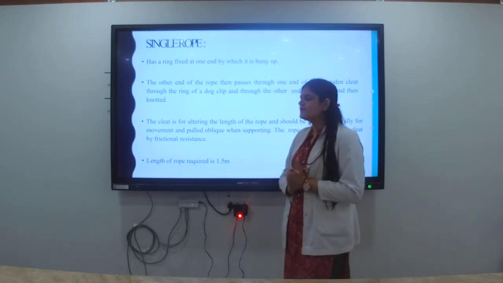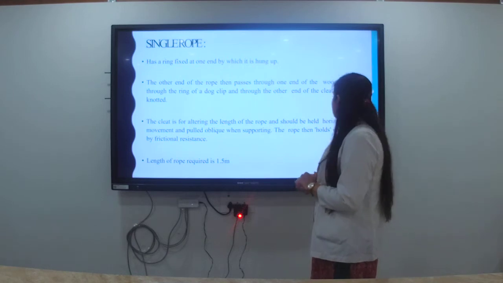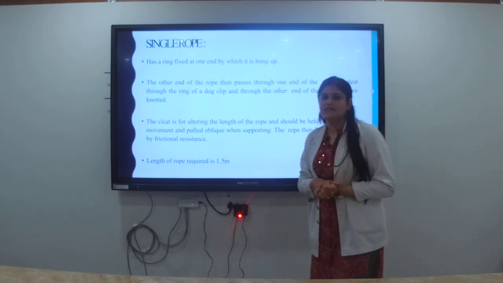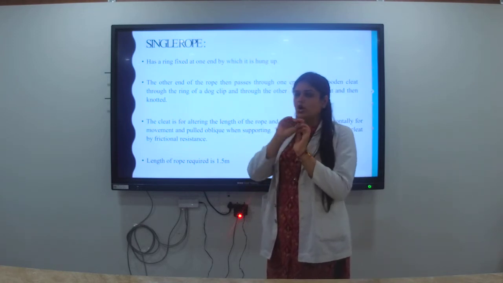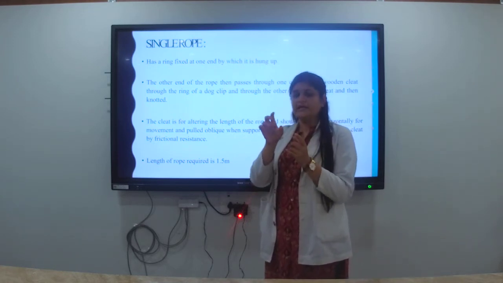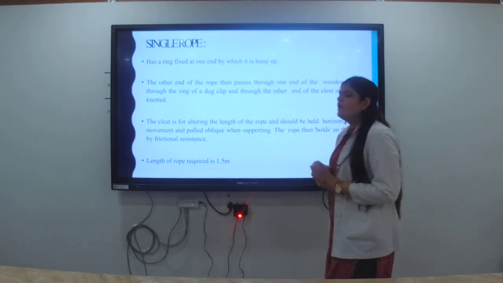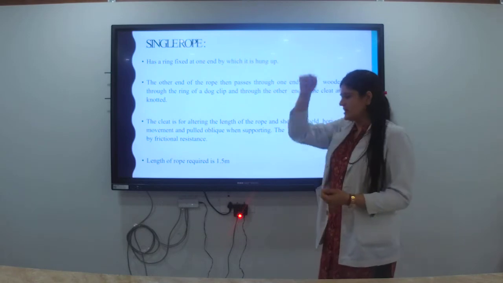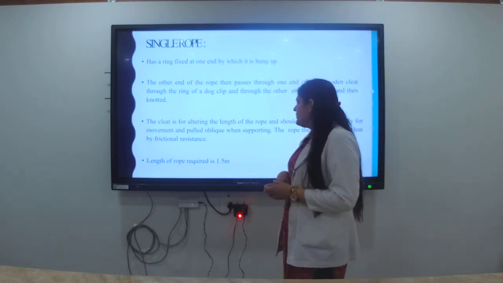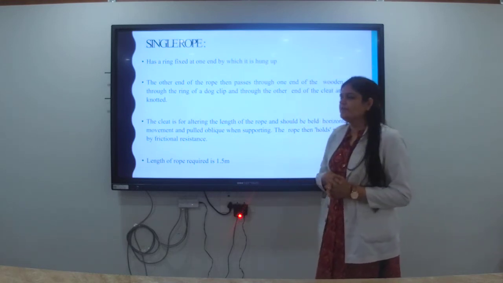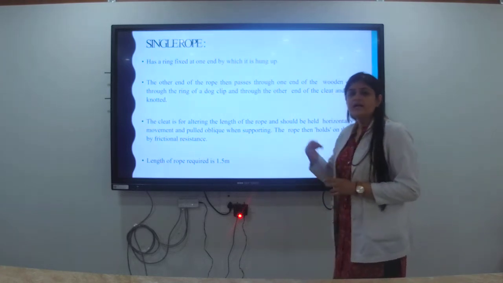That is where the force of friction comes into play: the rope holds on the cleat by frictional resistance, as I explained. Once the cleat is attached to the rope, it does not move. The wooden cleat maintains its position on the rope with the help of frictional resistance. When it is turned oblique, you can adjust the length, you can increase or decrease. Generally, the length of the rope required is 1.5 meters or 150 centimeters. Now, this was about the single rope.